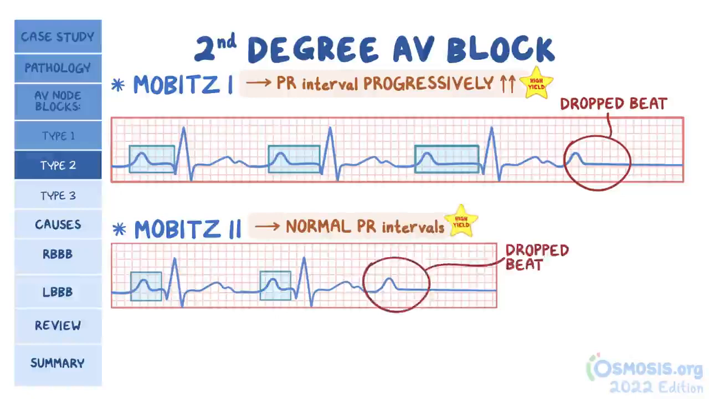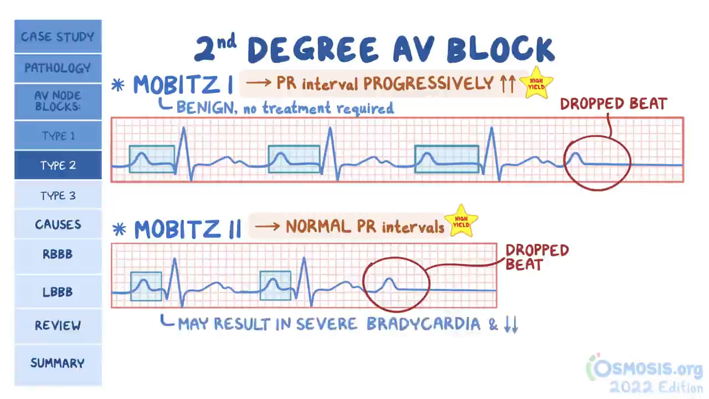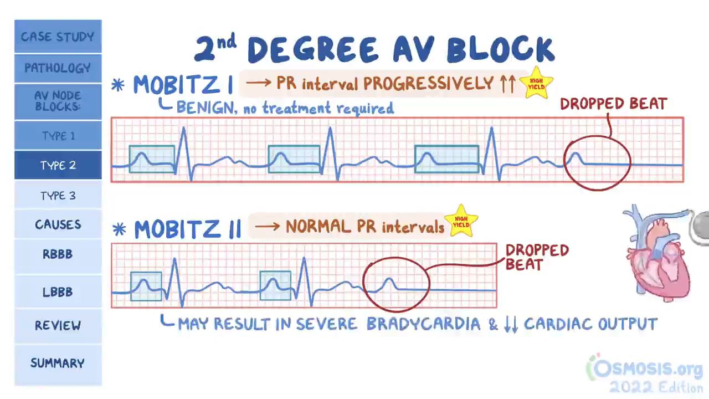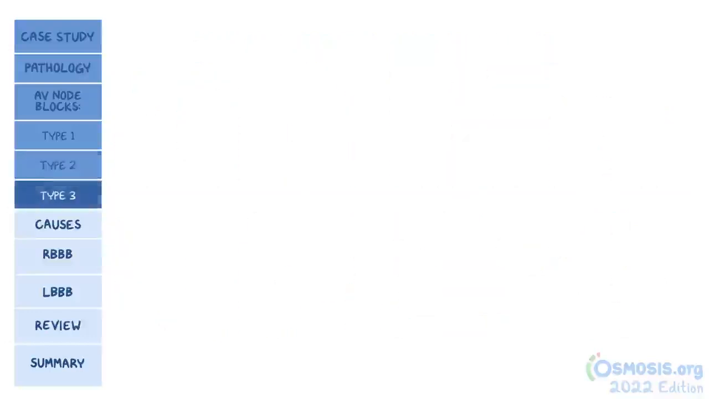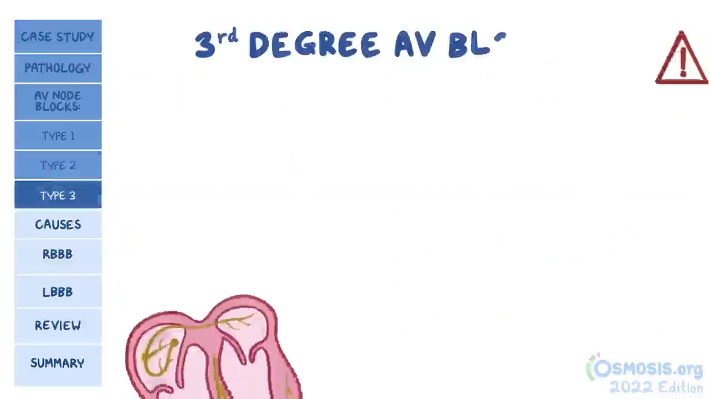Also, like first-degree AV block, Mobitz 1 is usually benign and doesn't require treatment unless it's causing symptoms. On the other hand, Mobitz 2 can be dangerous and may result in severe bradycardia and decreased cardiac output. Therefore, it requires treatment with a pacemaker. Now, Mobitz 2 blocks can sometimes progress to our next type, the dangerous third-degree AV block.